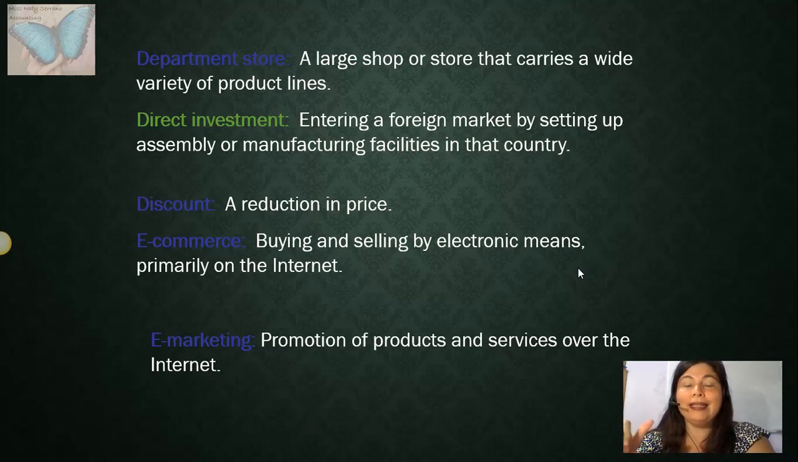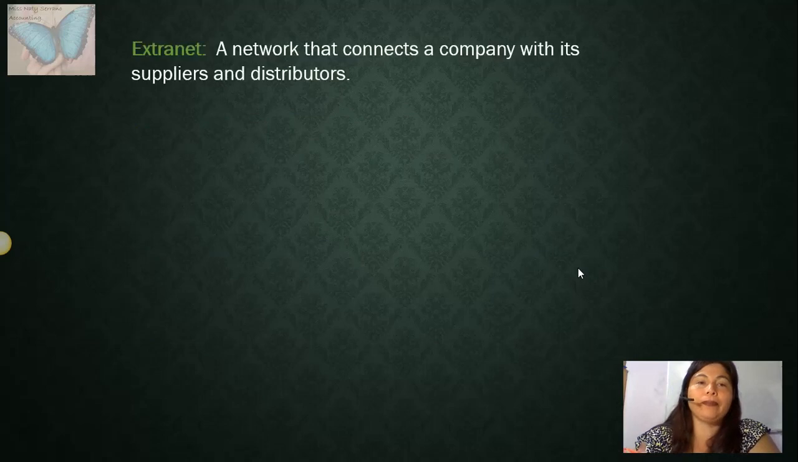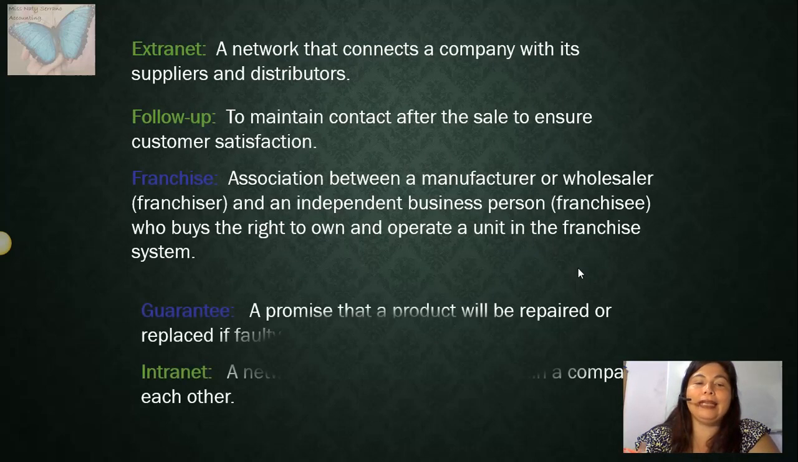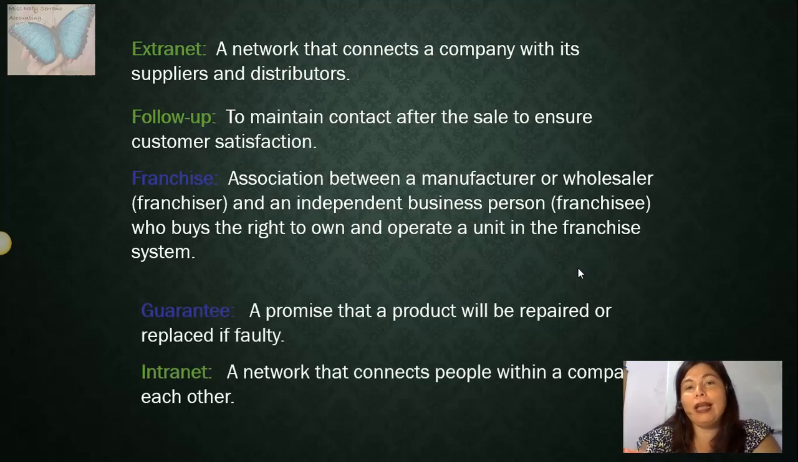E-commerce, buying and selling by electronic means primarily on the internet. E-marketing, promotion of products and services over the internet. Now we have extranet and intranet, the first and the last of this slide. The first one is extranet. It's a network that connects a company with its suppliers and distributors. Plus the intranet. The intranet is a network that connects people within the same company.